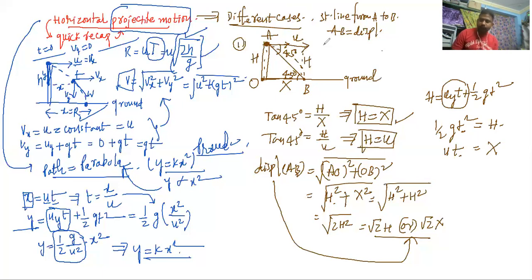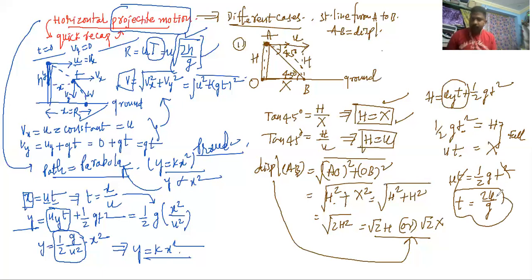Because I am talking about the complete horizontal projectile, from the initial point to the ground the body has come, so this is a full projectile motion. So this t will be the time of flight. Both I can equate because h is equal to x in the case I am discussing. So ut is equal to half g t square. t cancels, right? So you get t equal to 2u by g. So the time of flight in this case is 2u by g. Okay, this is one case related to horizontal projectile motion. In this, so many other cases also there. Let us discuss.